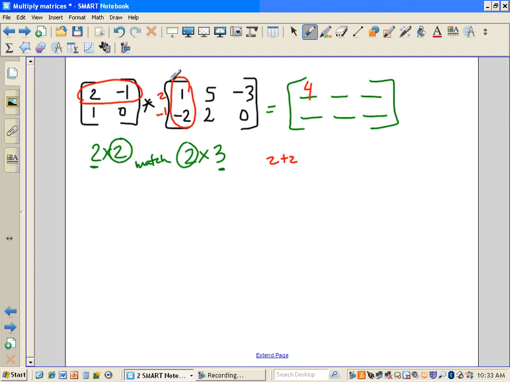And then I'm going to do the same row, 2 and -1, times this column. 2 times 5 is 10. Negative 1 times 2 is negative 2. Well, that's going to be 8. 10 subtract 2, or 10 plus a negative 2. 2 and negative 1 times this column. 2 times negative 3 is negative 6, plus 2 times 0 is 0, so we just have negative 6.